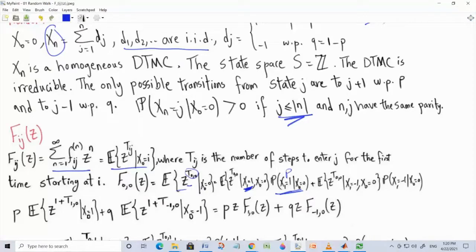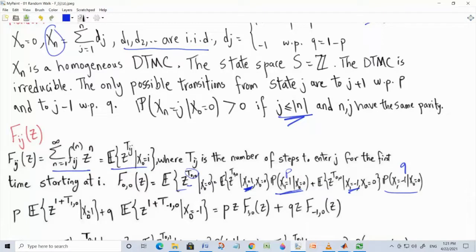And then here the second term, the other possibility that X of 1 is -1, and we need to multiply by the probability that X of 1 is -1 given that X of 0 is 0, and this is the Q probability. Okay, and then now you are basically at 1.